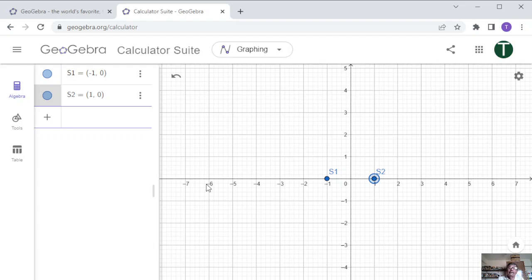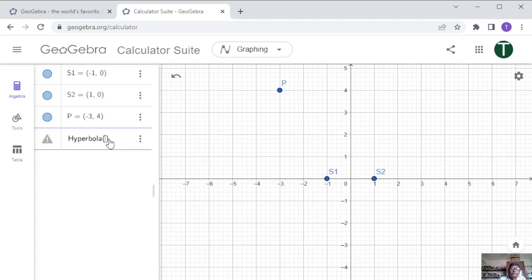So I have to give a point apart from these two, S1 and S2, as we did in the case of an ellipse. So I write P is any point, say (-3, 4). What I'm telling is, these three points will uniquely define a hyperbola. So let us write the command: hyperbola.